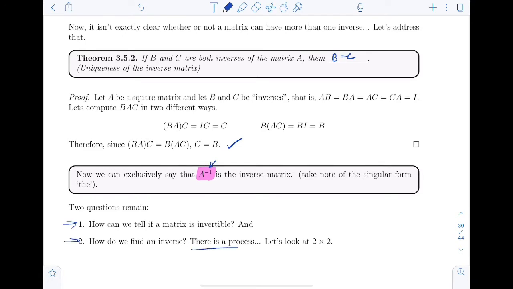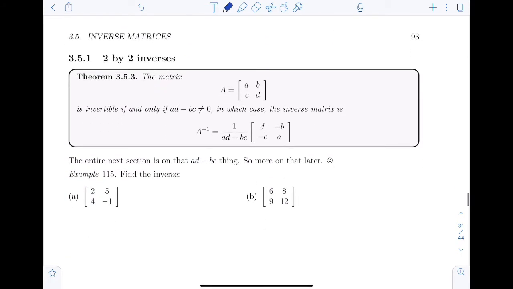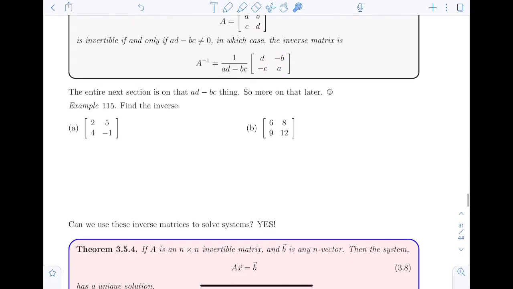Now, I'll tell you there's a process, and we're going to start with the 2x2s because they're pretty nice. So what is it for 2x2s? If you have a matrix ABCD, it is invertible if and only if AD minus BC is not 0, in which case, here's the formula. The inverse is 1 over AD minus BC, and you take the A and the D and switch their locations, and then you take the B and the C and make them both negative. So that's it. This quantity on the bottom right has a name, and we'll talk about that in the next section.